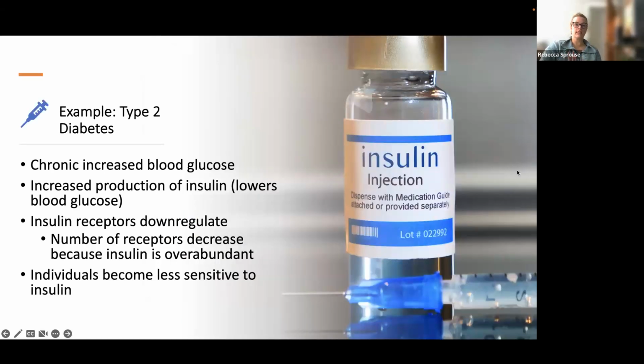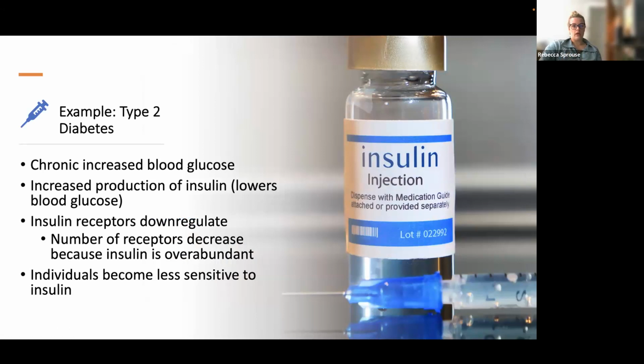Okay, so here's a good example of type 2 diabetes. Type 2 diabetes is an insulin insensitivity. So people who are diagnosed with type 2 diabetes have chronic increased blood glucose levels. And when you have lots of blood glucose, your body produces a lot of insulin.